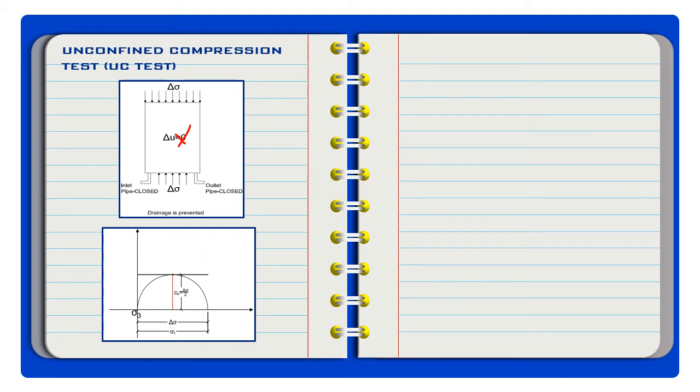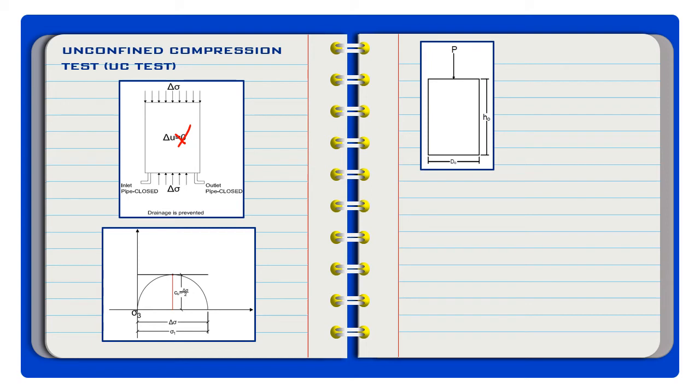So, kung gagawin natin sa soil natin yung unconfined compression test, ganito yung mangyayari. If we have an original height of the soil, bago i-apply yung load P, at meron tayong original diameter ng soil, which is D sub O.